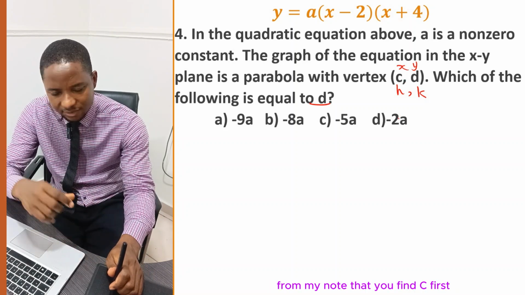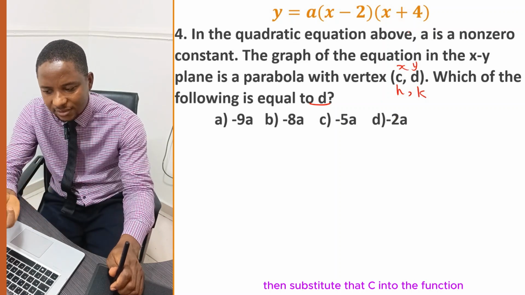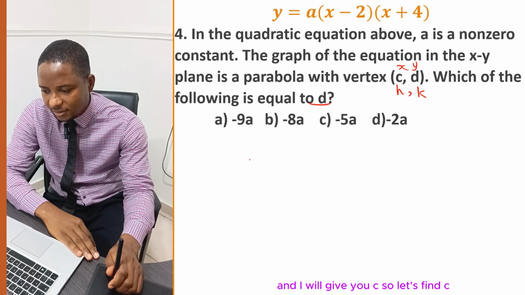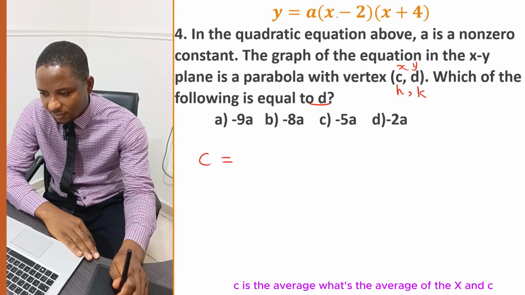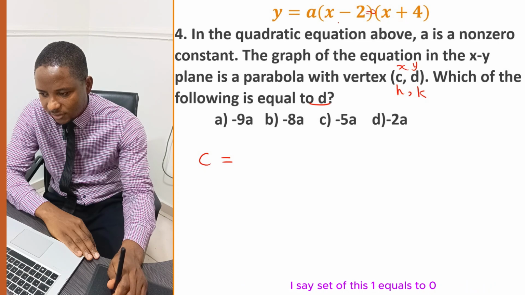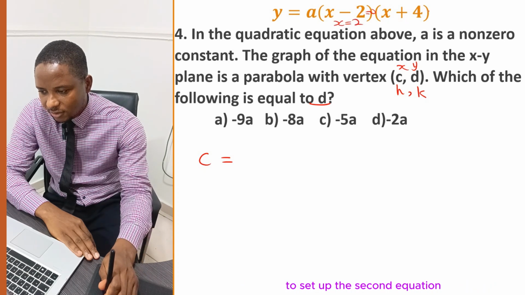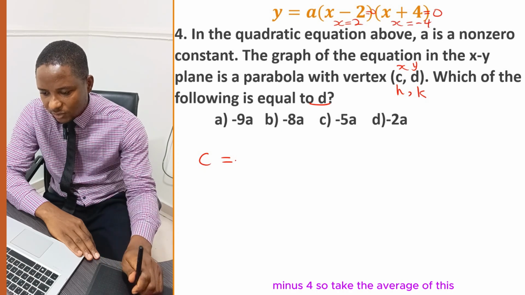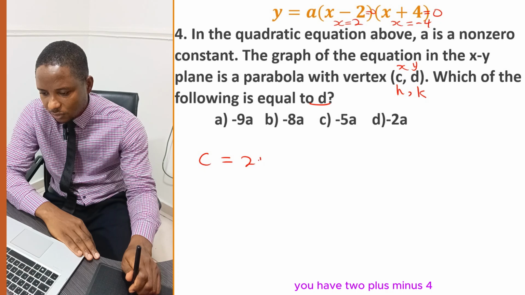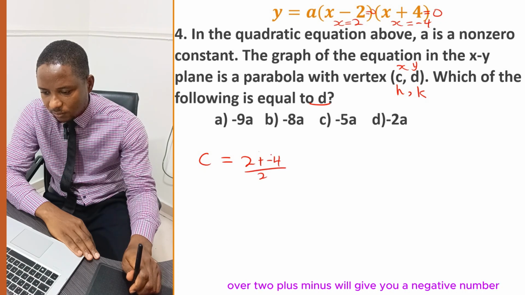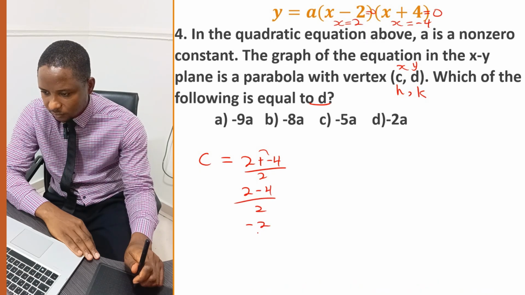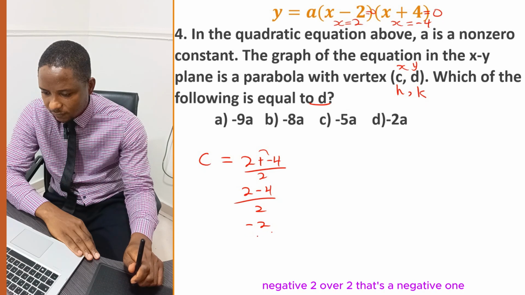From my note, you find c first, then substitute that c into the function, and that will give you your d. So let's find c. c is the average of the x-intercepts. I said set up this one equal to 0, you have x equal to what? 2. Set up the second equation equal to 0, you have x equal to what? Minus 4. So take the average of this: 2 plus minus 4 over 2. Plus minus will give you a negative number, and then you have negative 2. Are we together? Negative 2 over 2.